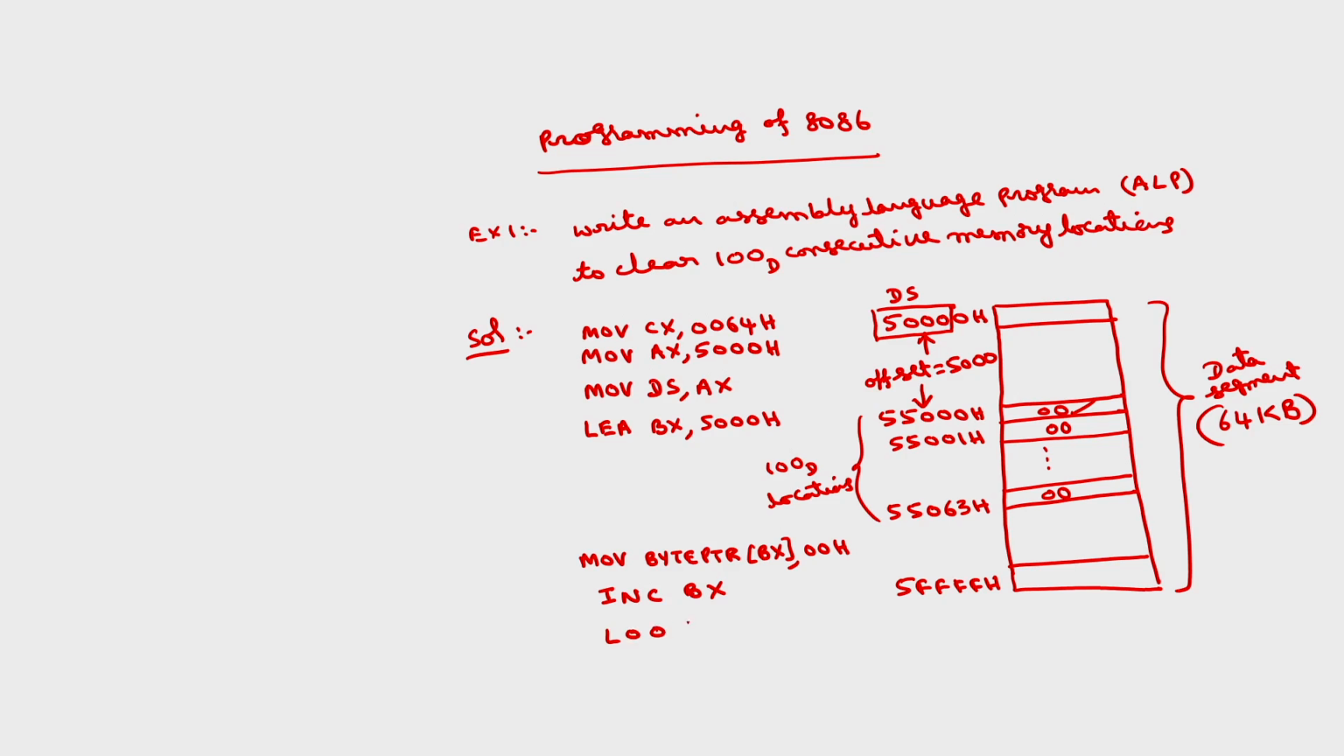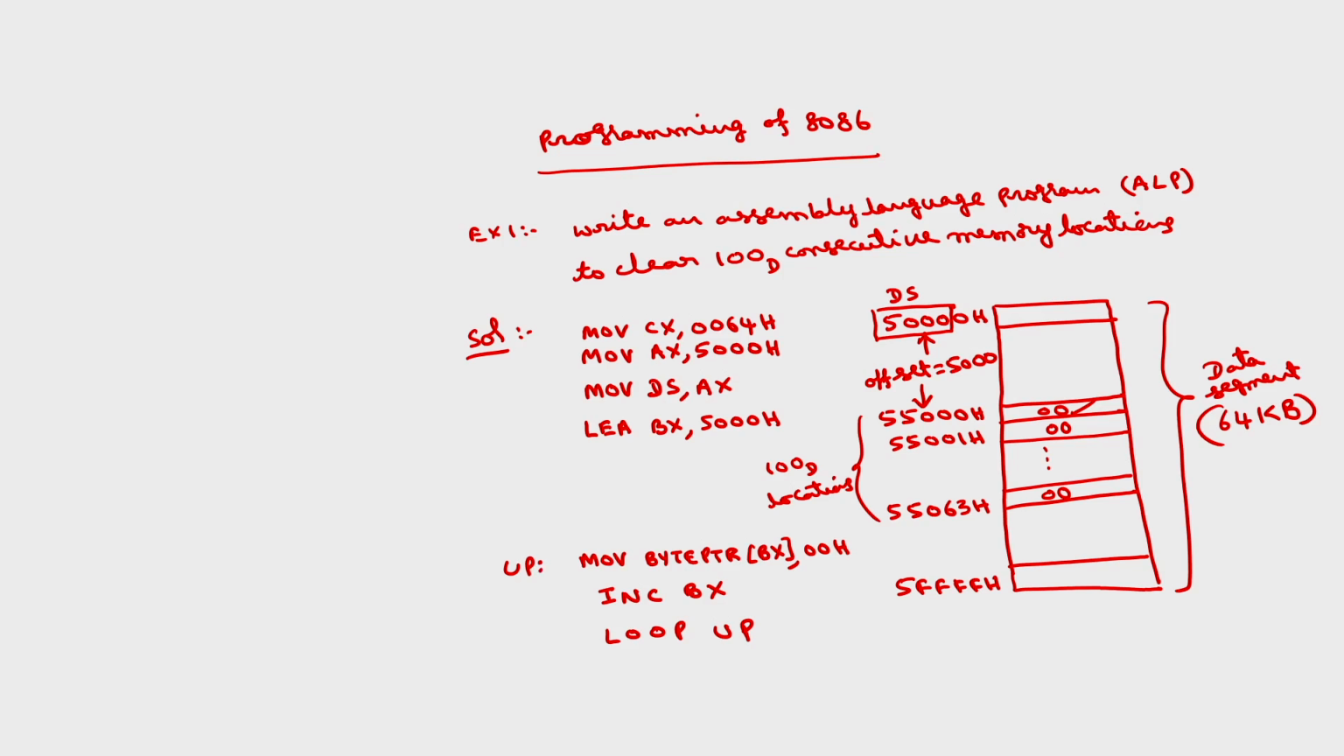Loop up. I have explained this loop instruction. This loop instruction will be executed until CX is equal to 0. CX we have 64. I have cleared one location. After that, this CX will be automatically decremented by 1 inside the loop. Whenever CX is not equal to 0, it will jump to up, which I have to write here.